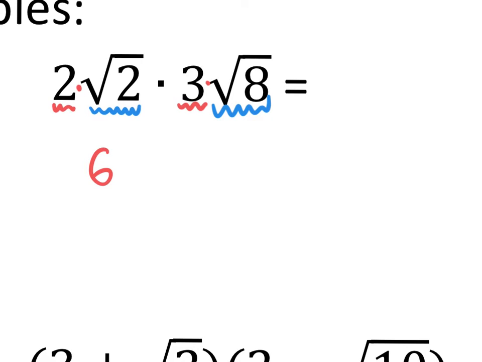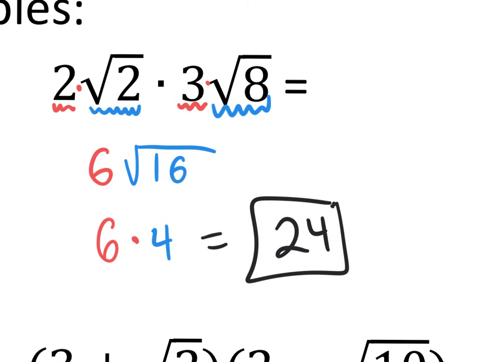And luckily, when I multiply 2 times 8, I get 16. And the square root of 16 is 4. So what I really have is 6 times 4. Final answer, 24. Fun stuff with the capital F. Oh yeah.